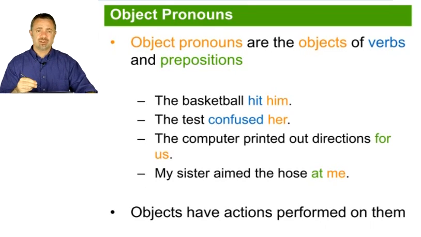Object pronouns are the objects of verbs and prepositions. So remember, objects have actions performed on them. So: the basketball hit him. The test confused her. The computer printed out directions for us. My sister aimed the hose at me. So notice the words him, her, us, and me. Those are all pronouns, and they are the objects of the sentence. So those are good examples of object pronouns.